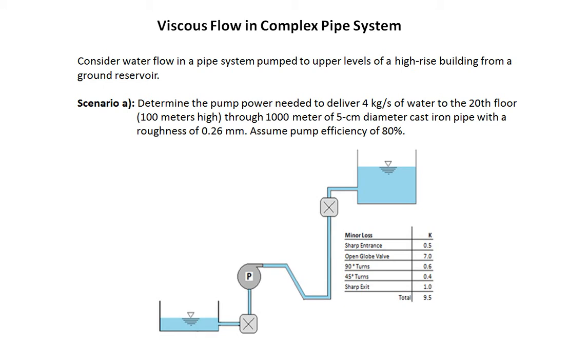In the first scenario, let's say we want to deliver 4 kilograms per second of water to the 20th floor, 100 meters high, through 1,000 meters of 5 centimeter diameter cast iron pipe with a roughness of 0.26 millimeters. Knowing the various losses in the pipe system, we want to determine the pump power required to deliver this flow, assuming an efficiency of 80% for the pump.